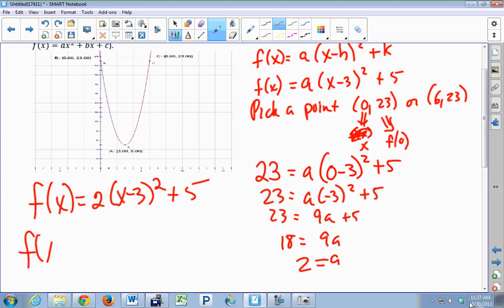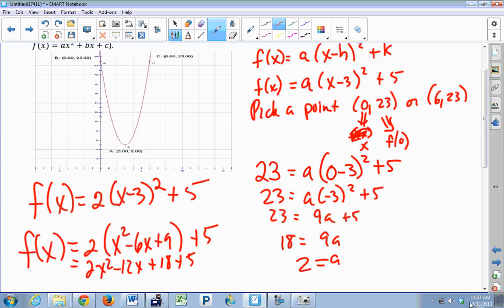If I put it in my other form, it's 2 times x squared minus 6x plus 9, plus 5, 2x squared minus 12x plus 18 plus 5, 2x squared minus 12x plus 23. That matches that point. We can see that it's the y-intercept. So those are the two forms, your standard form or vertex form, and then the general form of a quadratic equation. So you can go from one to the other. You can look at a graph and also figure out how to get the equation from the graph. You have a lot of power and ability right now.